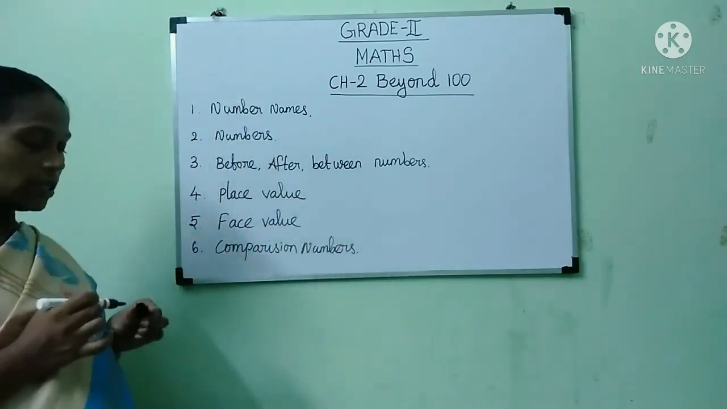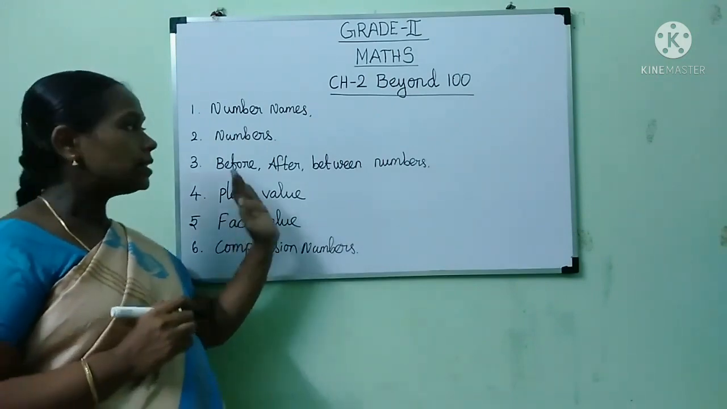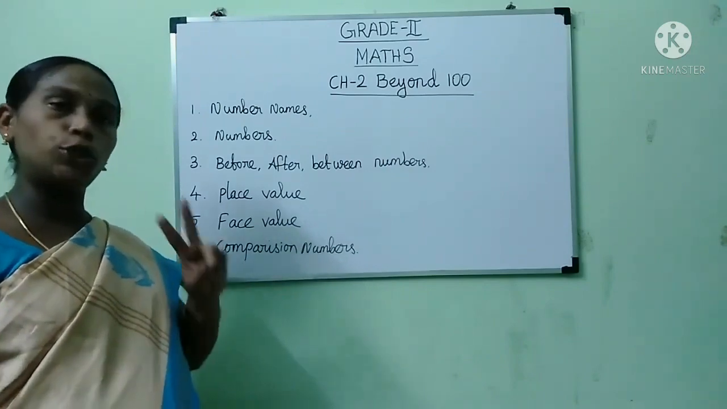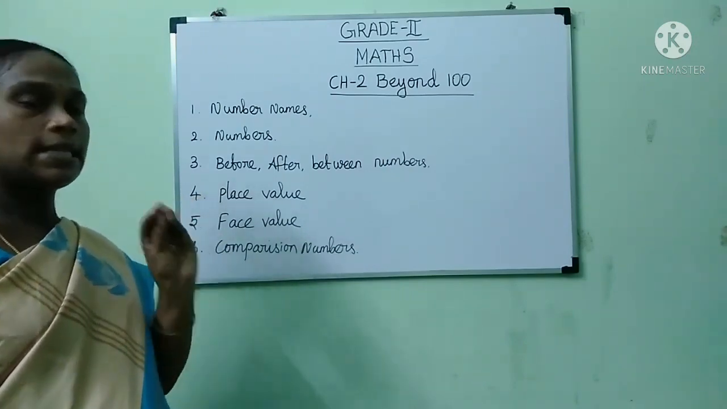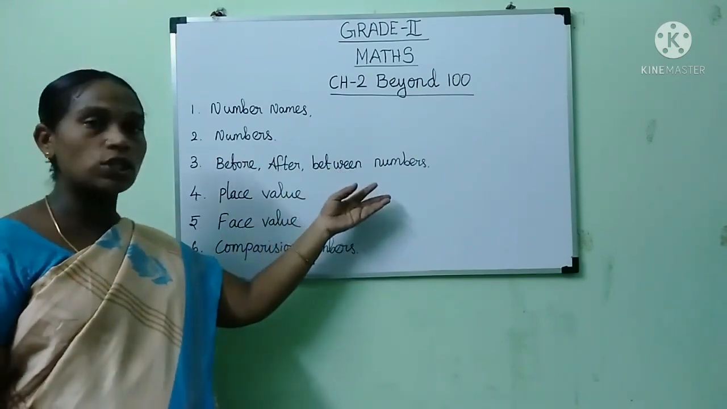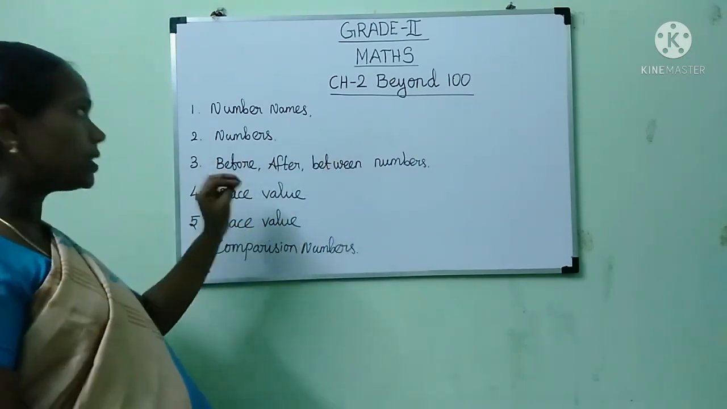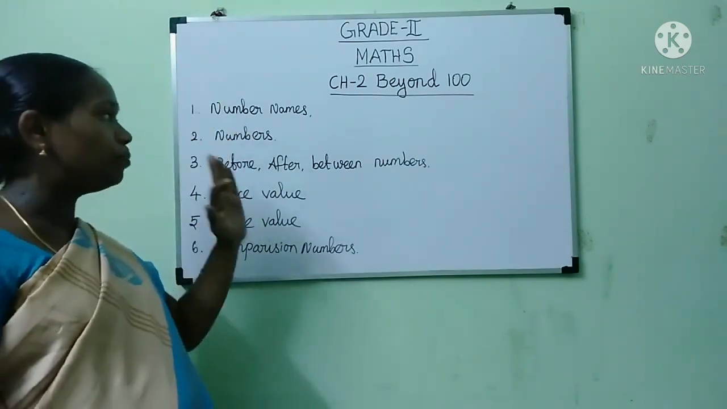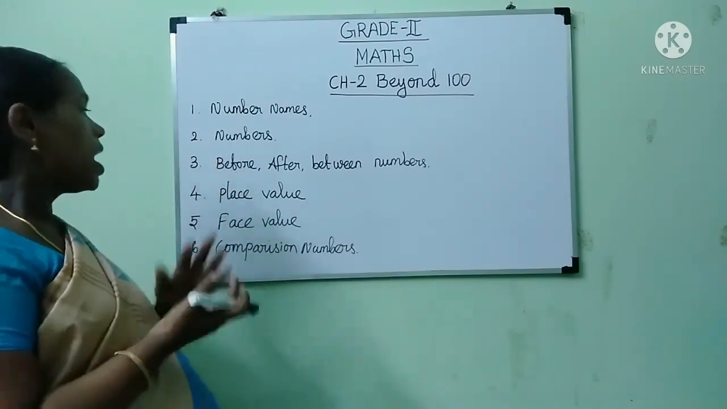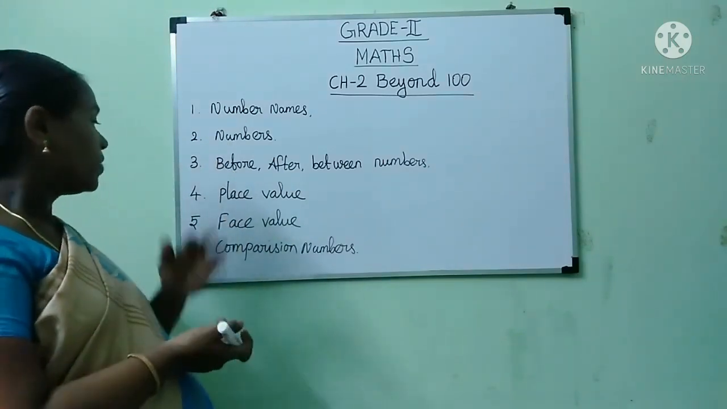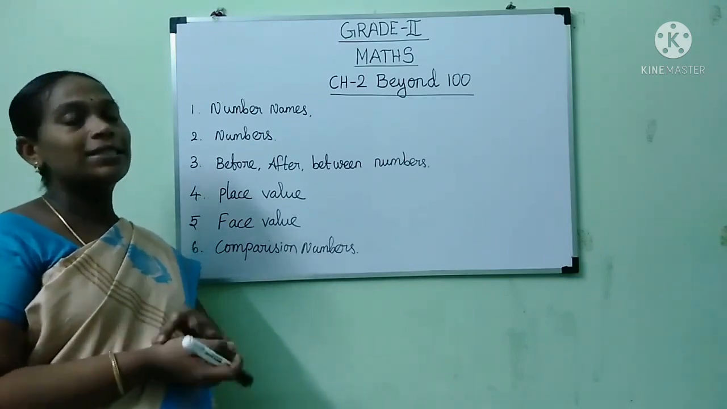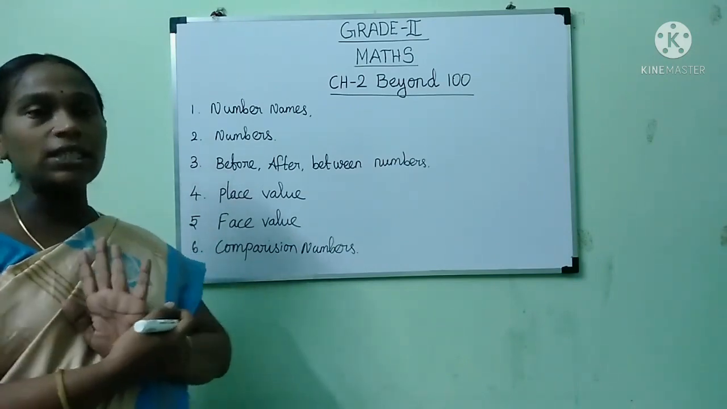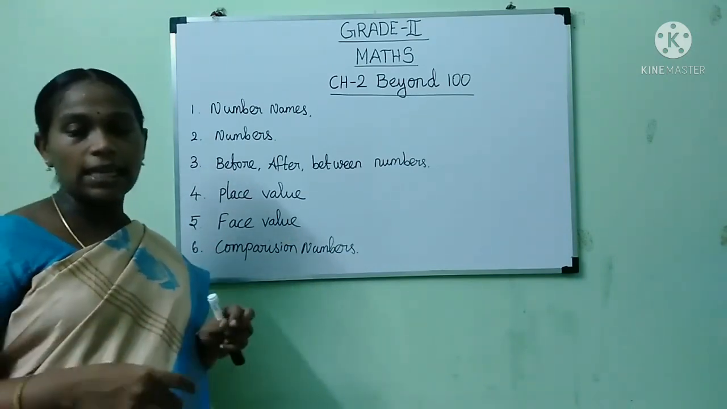This chapter also has the same topics, but this chapter has only 3-digit numbers. Already we have learnt in the first chapter 2-digit number names and 2-digit numbers, and before, after, between numbers also came as 2-digit. But this chapter has 3-digit numbers, 3-digit number names, 3-digit before, after, between numbers, and place value and face value and comparison of numbers also. This is 3-digit number names. Okay. Now we'll see these 3-digit number names. Okay, children, listen carefully.